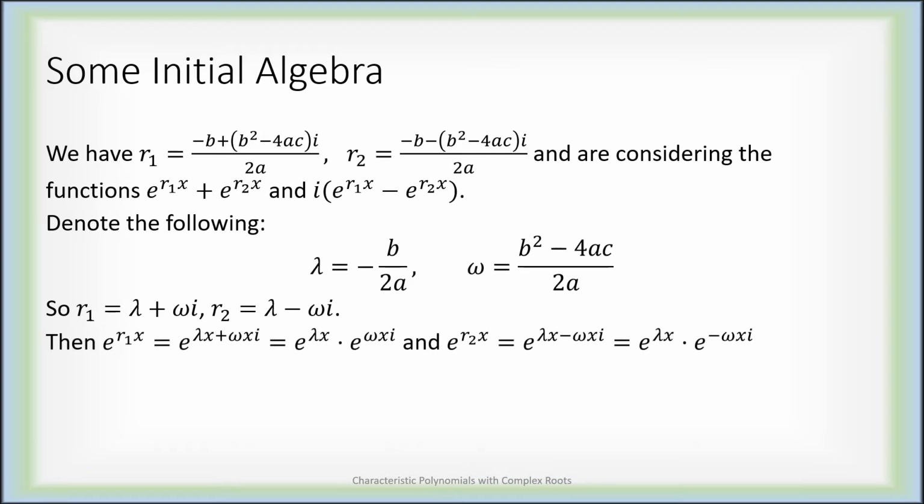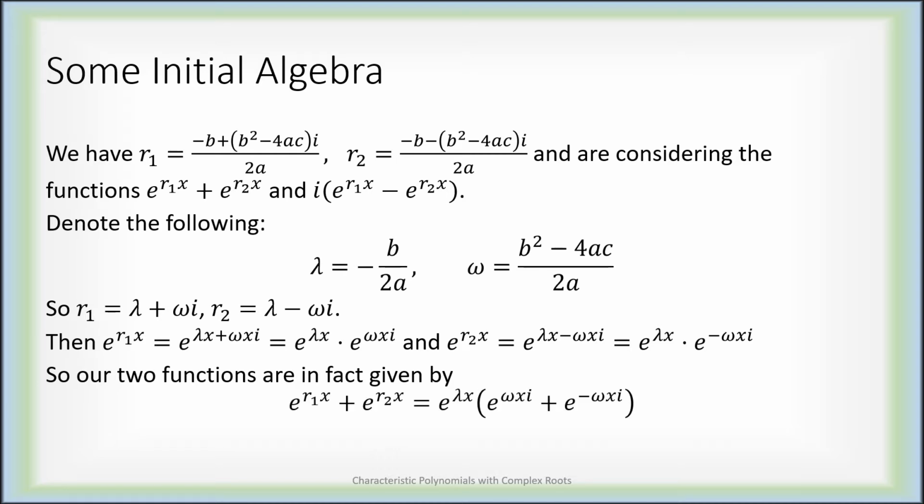So e to the r1x is e to the lambda x plus omega xi. Based on properties of exponents, I can split that up as e to the lambda x times e to the omega xi. And e to the r2x similarly splits up as e to the lambda x times e to the negative omega xi. So the two functions that we're now trying to work with are given by e to the lambda x, e to the omega xi plus e to the minus omega xi, and i times e to the lambda x, e to the omega xi minus e to the minus omega xi. This looks like a lot right now, but trust me, it's going to start simplifying nicely.